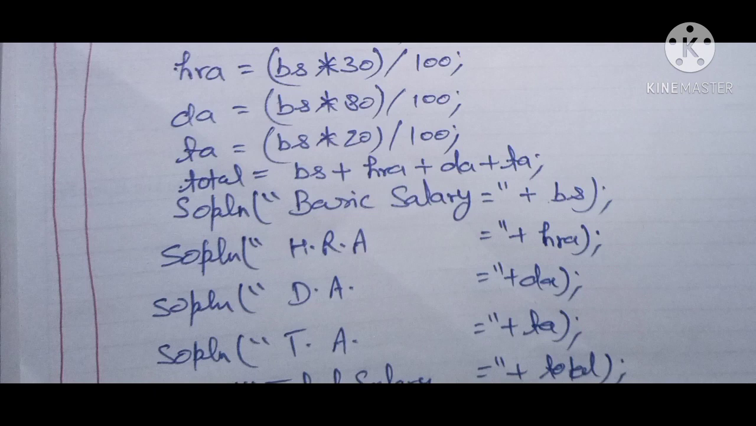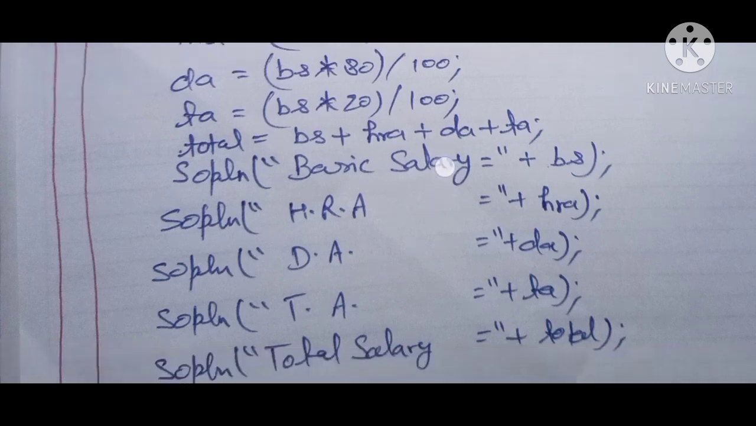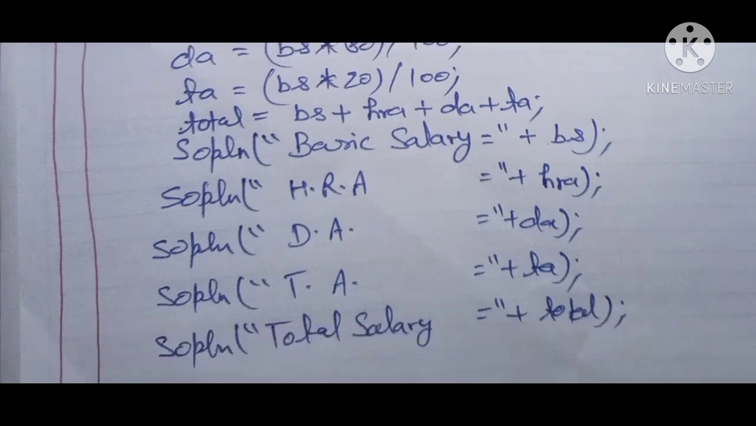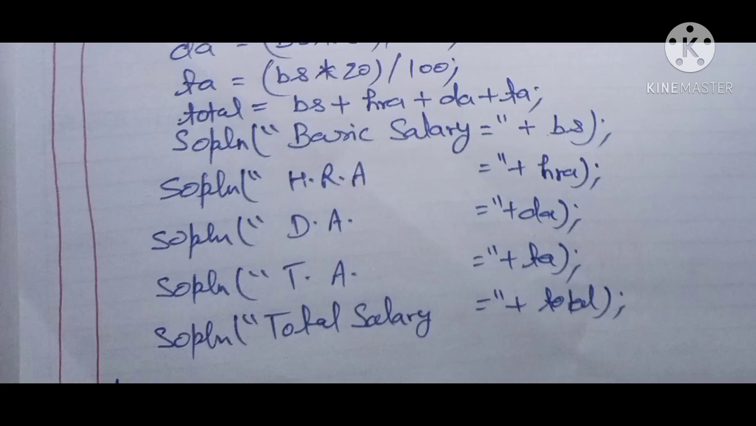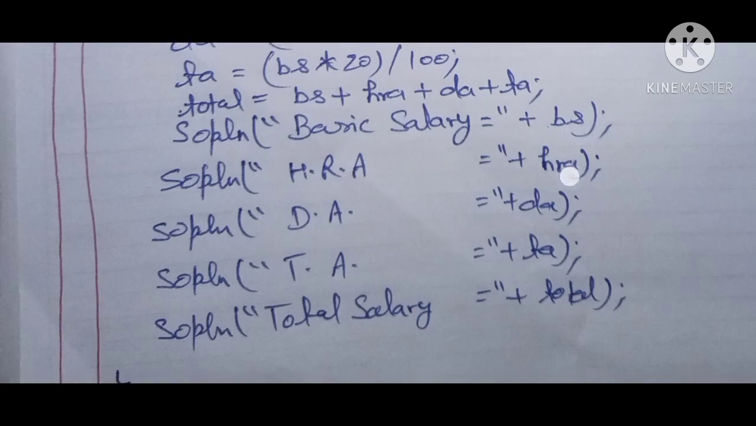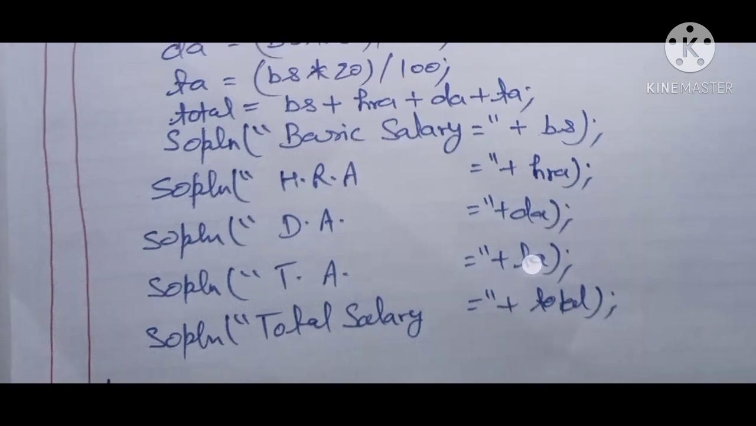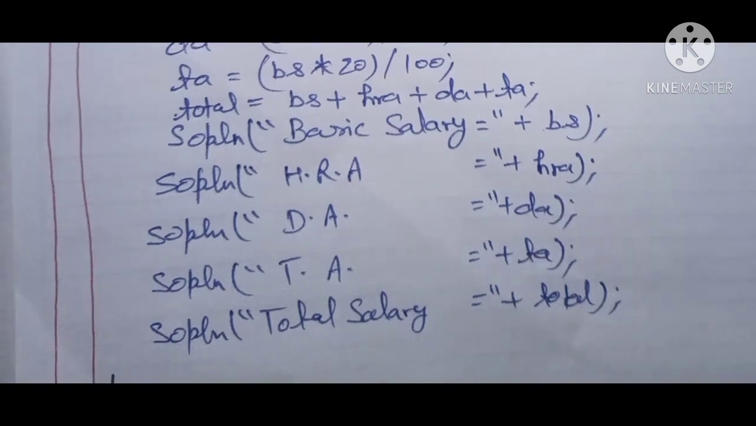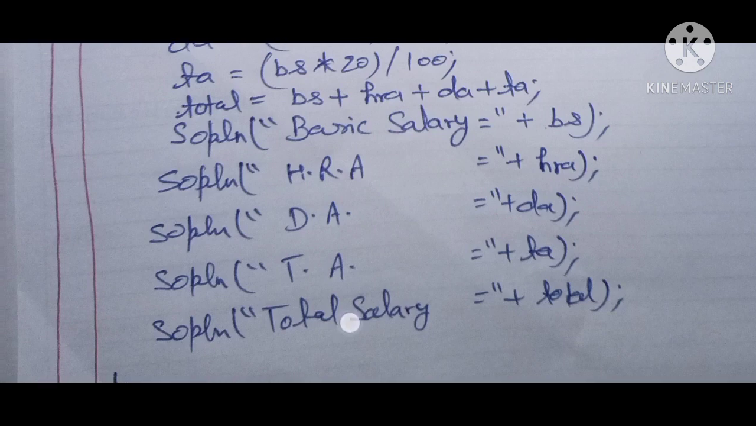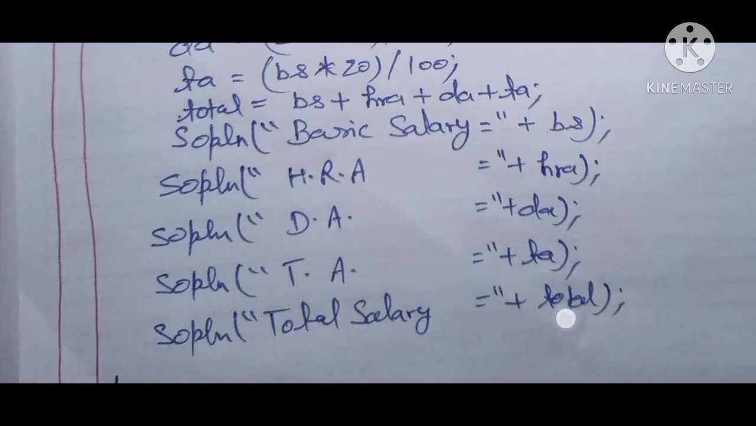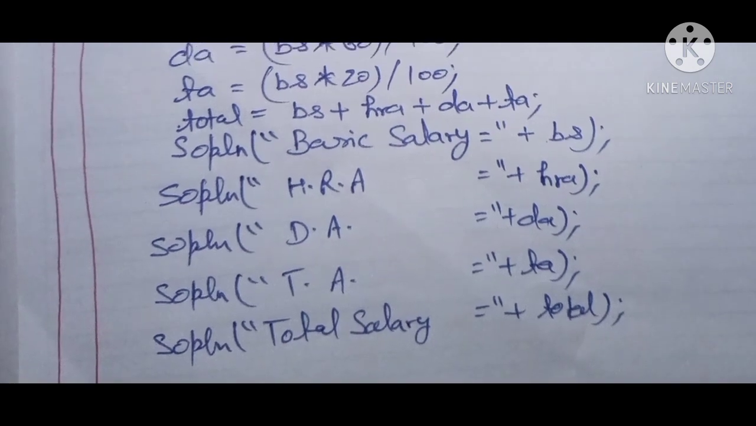After getting the gross salary, one by one, we have to print. First I have printed here basic salary is equal to plus bs, and SOPL and HRA is equal to plus HRA, DA is equal to plus DA, and TA is equal to plus TA. And finally I have printed here total salary: total salary is equal to plus total. Okay, here you can see the gap, this gap, this gap, this gap.